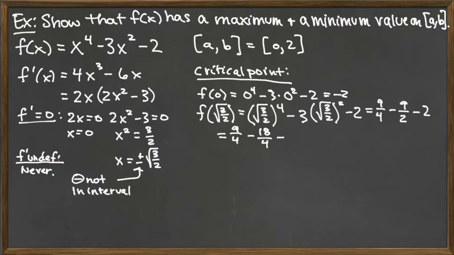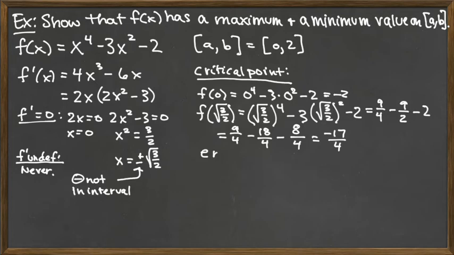And then for this minus 2, if I'm going to stick a 4 in the bottom, I have to multiply the top by 4 also, and so that's where the 8 comes into play. So we've got 9 minus 18, which would be negative 9, minus another 8 would be a negative 17 overall. So we're looking at negative 17 fourths. Okay, so that's our plugging in values for the critical points.